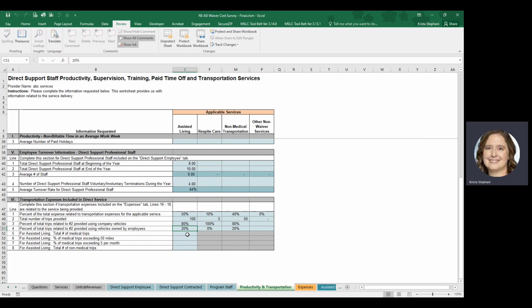After that, there are a set of questions that are related solely to assisted living, and that's because within the waiver definition, assisted living providers are required to provide a certain number of medical trips per year. So please indicate the number of medical trips that you have per year for individuals, so the combined total. What percent of those medical trips exceeded 50 miles? What percent of those medical trips exceeded 5 per month per individual? And then indicate the total number of non-medical trips.